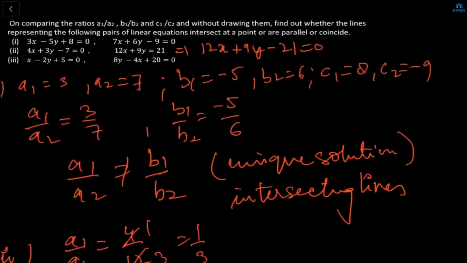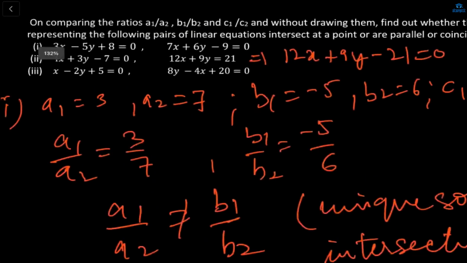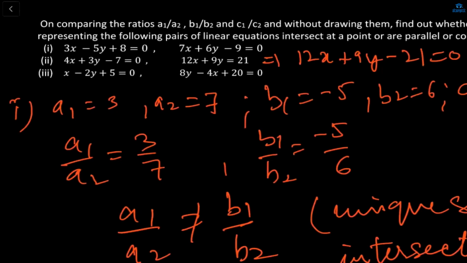Okay. Safia, can you tell me the third one will be what? Which type of line it will be by comparing? Yeah, Safia. Safia? Yes. Yeah, you may tell that the third one. X minus 2y plus 5 is equal to 0. 8y minus 4x plus 20 is equal to 0.